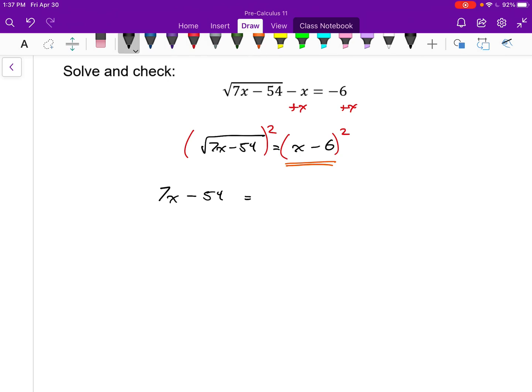It's a binomial that I'm squaring. The first term is going to be x squared. The last term is going to be 36, negative 6 times negative 6. The middle term is going to be x times negative 6 twice, so negative 12x. So again, same as that.